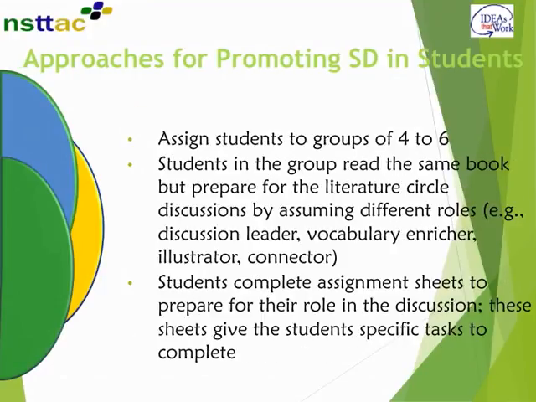So how would you apply literature circles in your own classroom? You would assign students to groups of 4 to 6. Students in the group would read the same book but be prepared for the literature circle discussion by assuming different roles, such as a discussion leader, a vocabulary enricher, an illustrator, or a connector. Then students complete the assignment sheets to prepare for their role in the discussion. These sheets give the students specific tasks to complete.